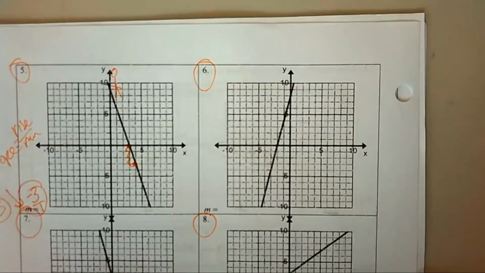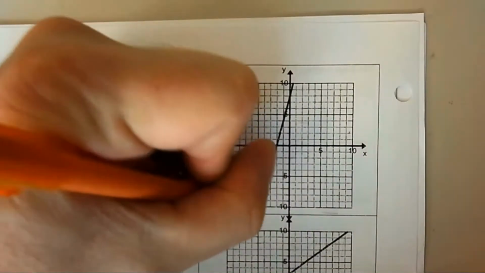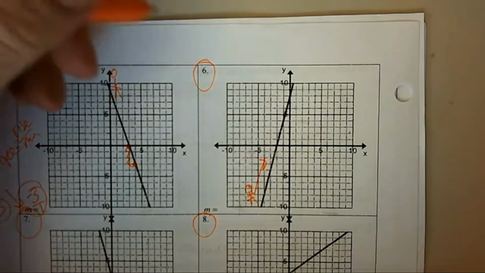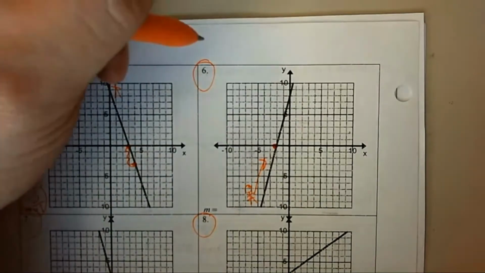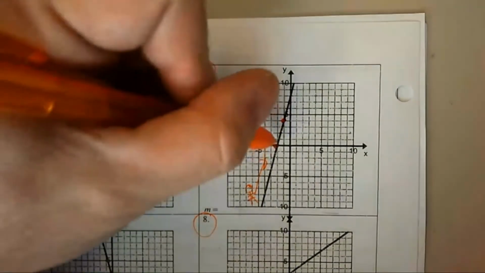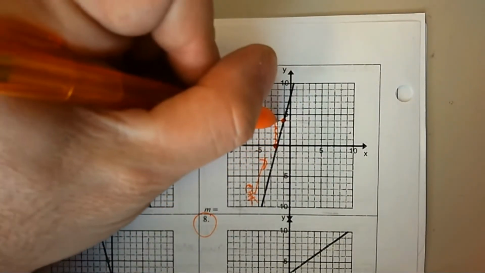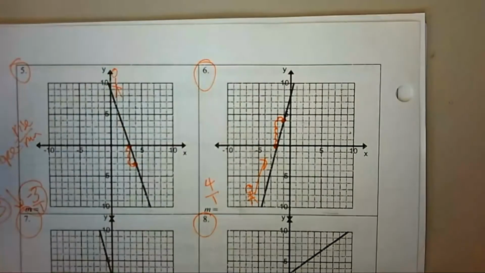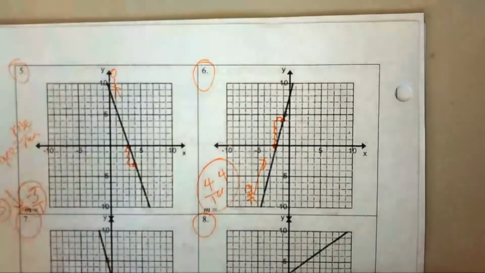Okay, number 6. So number 6, stick guy left side of that line, he's definitely got to go uphill, so I know it's going to be a positive answer. I'm going to choose this point right there. That's pretty easy to see. And then looks like this one right here. Okay, so I got to go up 1, 2, 3, 4, and then over 1. So you went up 4 and over 1, so I can say 4 over 1 or 4. Either one's acceptable.